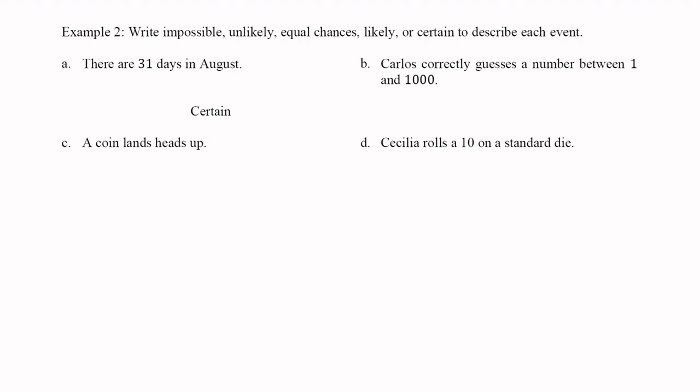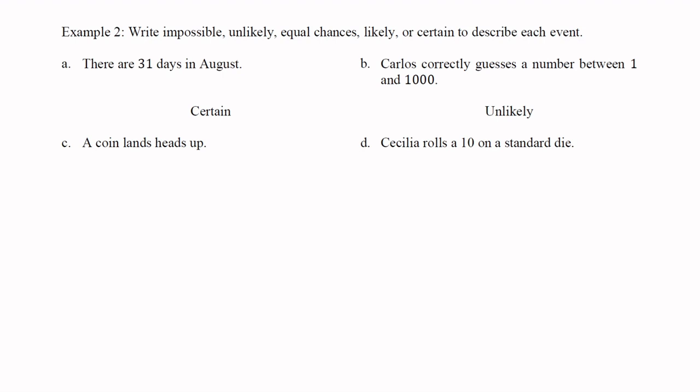Carlos correctly guesses a number between 1 and 1,000. That is unlikely because our probability is 1 in 1,000 chance, which is certainly less than 50%, but it's not 0. So while it's unlikely he's going to correctly guess the number, it's possible that he could. So it's unlikely, but not impossible.